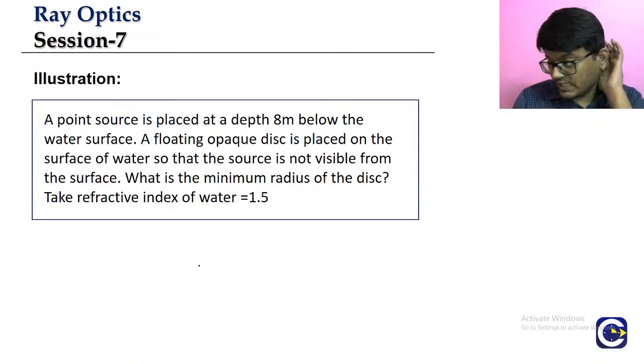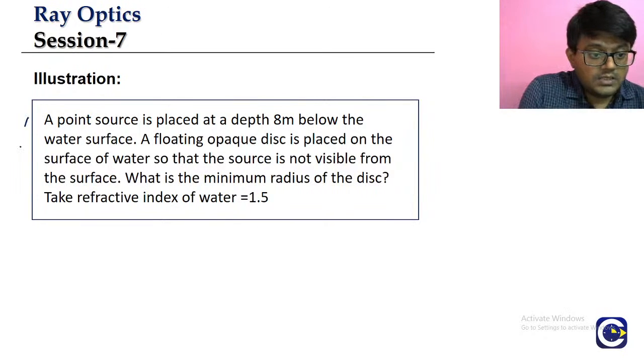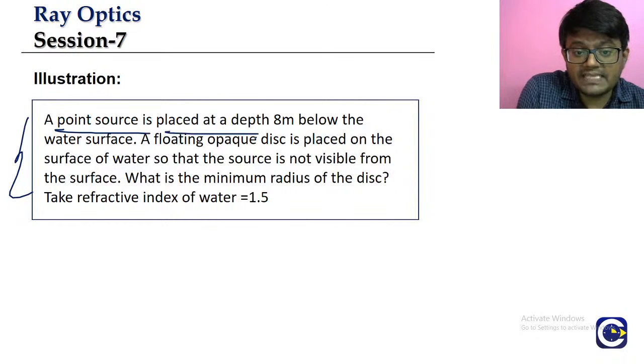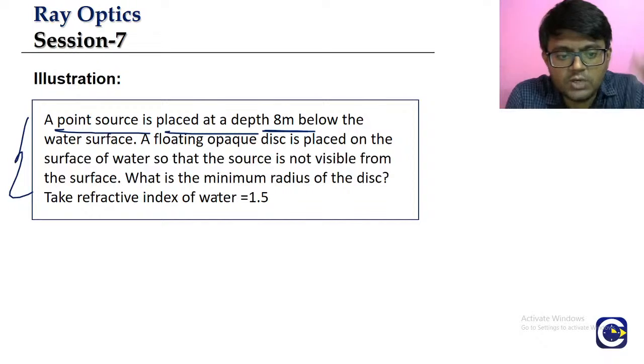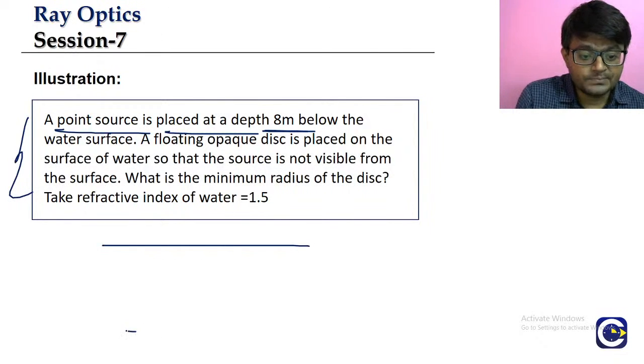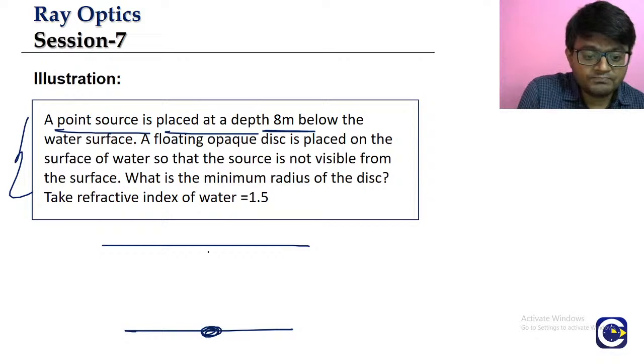Maybe with this question we can see how problems can be framed on this. Look at this. A point source is placed at a depth of 8 meters below the water surface. Means what? Remember, this is what we are discussing, right? So where we are keeping it, this is the source. How much depth is it kept at? 8 meters.